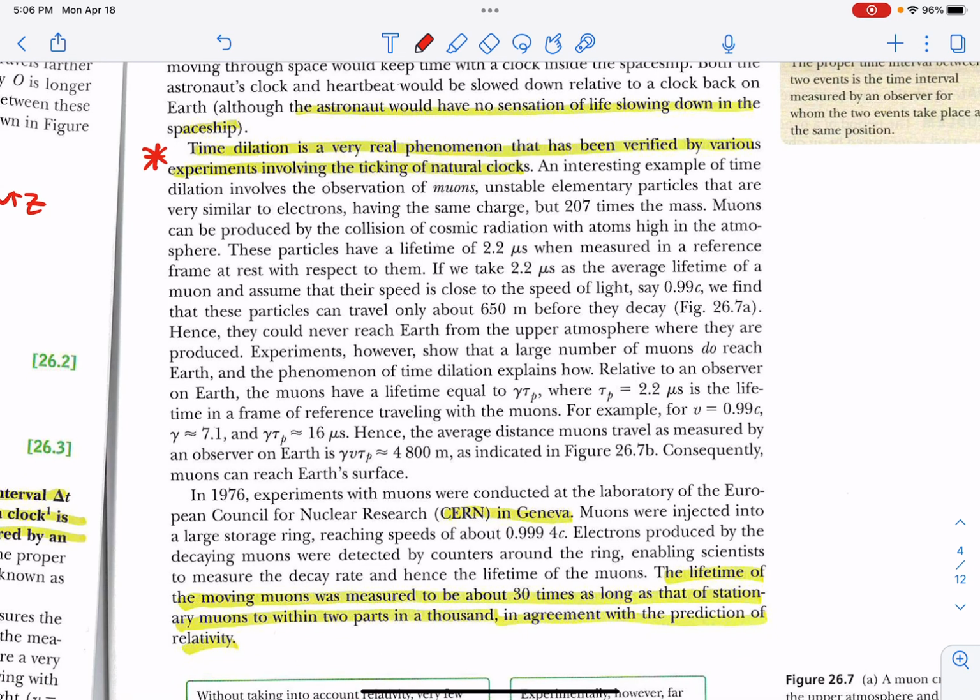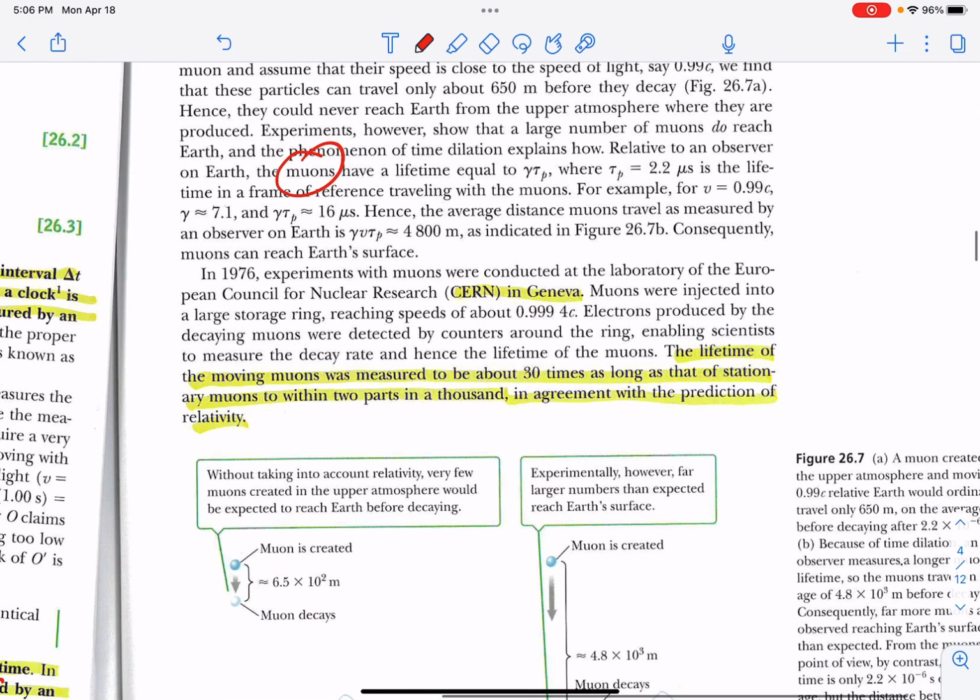And we've also seen that in some of our experiments with subatomic physics, like with the study of muons. And this has been confirmed over and over again by all kinds of experiments, including using our super collider at CERN in Geneva, Switzerland.